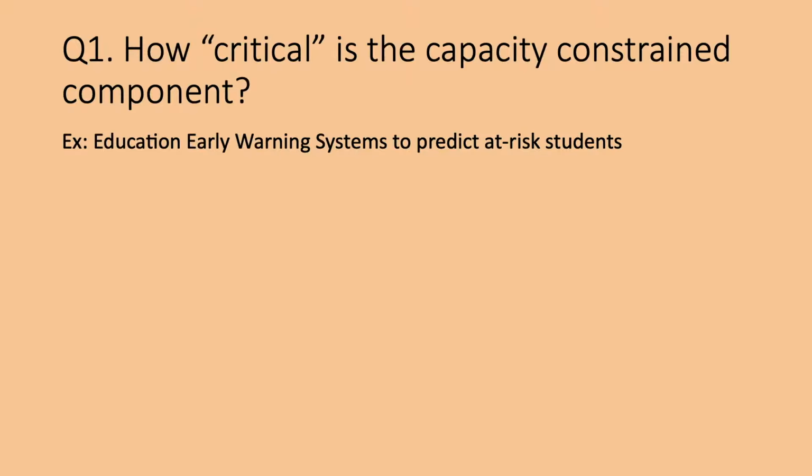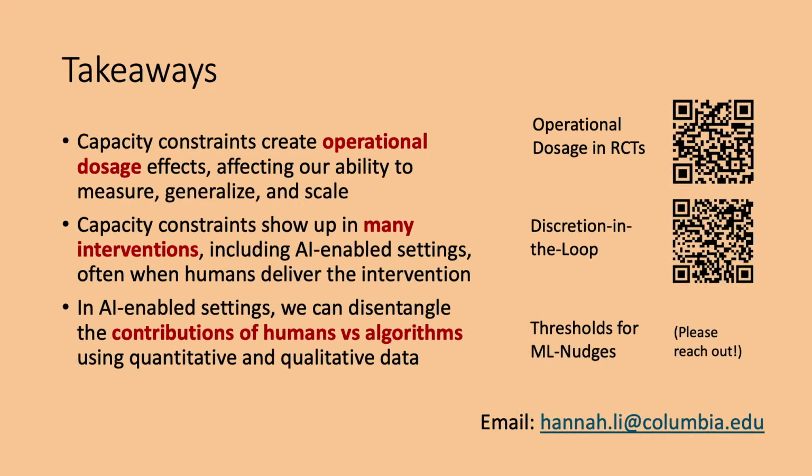I know that we are out of time, so I will wrap up. Capacity constraints are very important. They create this operational dosage effect. It shows up in a lot of interventions, even AI-enabled interventions. And through these interventions, we can disentangle the contributions of humans versus algorithms as well when we're thinking about how to scale. So, thank you.